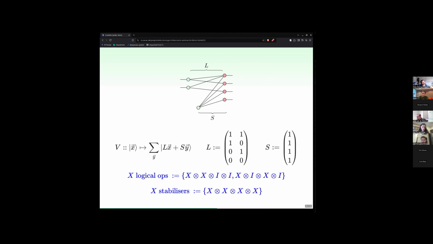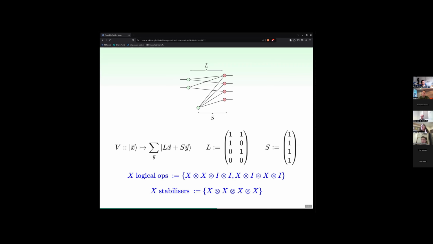When you have mixed stabilizers, I guess there's not a unique canonical answer. There are normal forms for ZX diagrams, but it's a bit less obvious. There are a few different ways that I could represent a generic stabilizer code, like the 5-qubit code, for example.